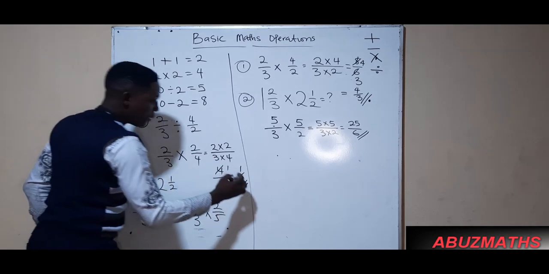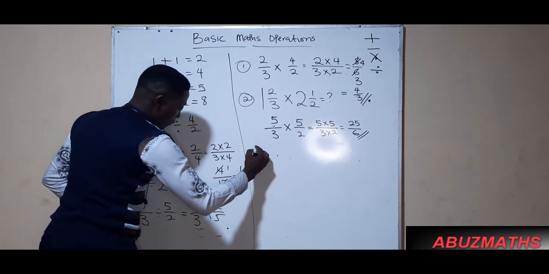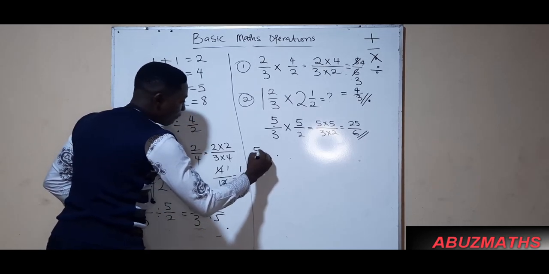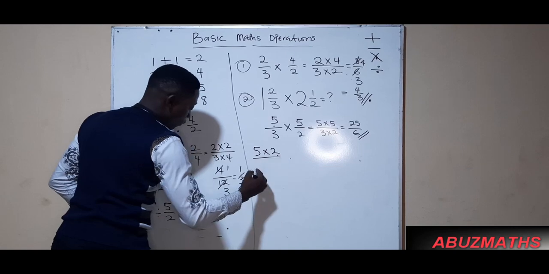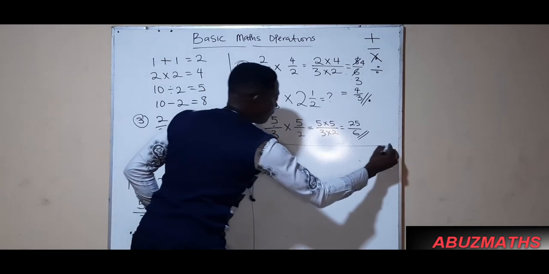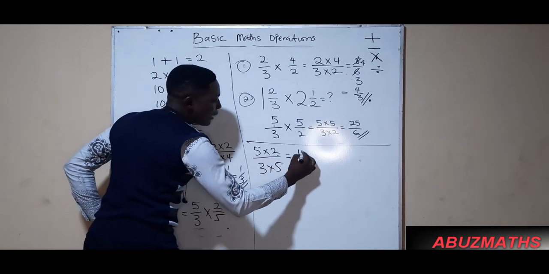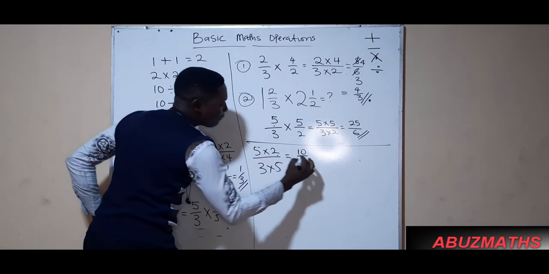Now I can do my straight multiplication, which becomes 5 times 2 over 3 times 5. Alright, so what does that give us? We have 10 over 15.